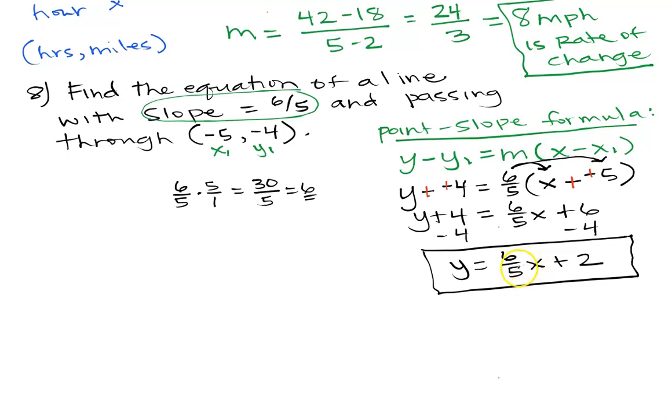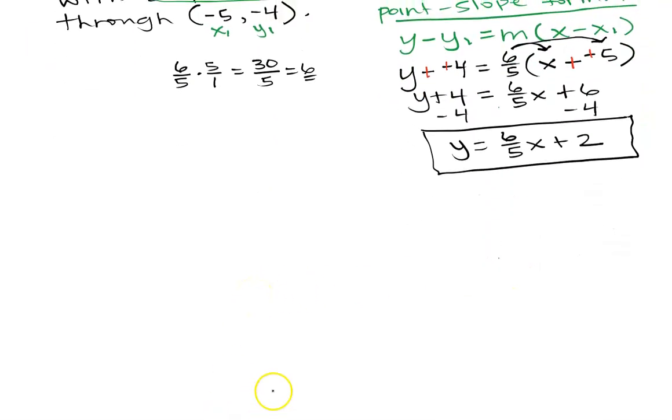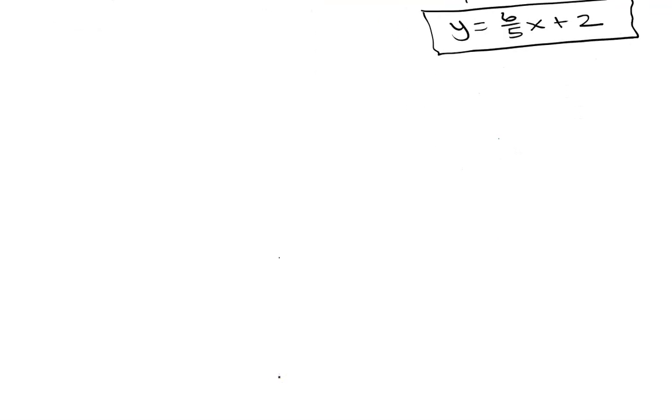Okay, let's do one other one here. And so remember at the beginning where I had written down that if lines are parallel lines, they have the same slope. If they're perpendicular lines, the slopes are opposite reciprocals. Okay, and so that's going to come into play on this next one here.